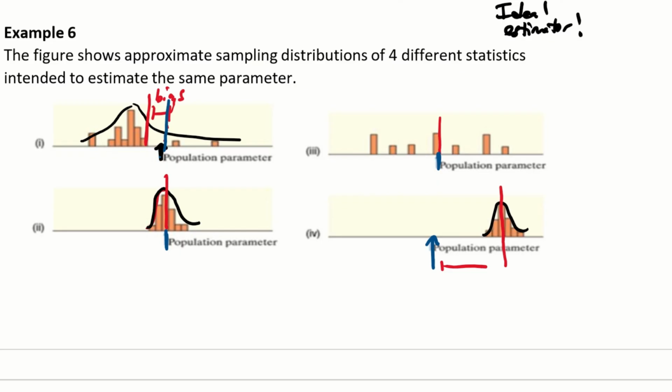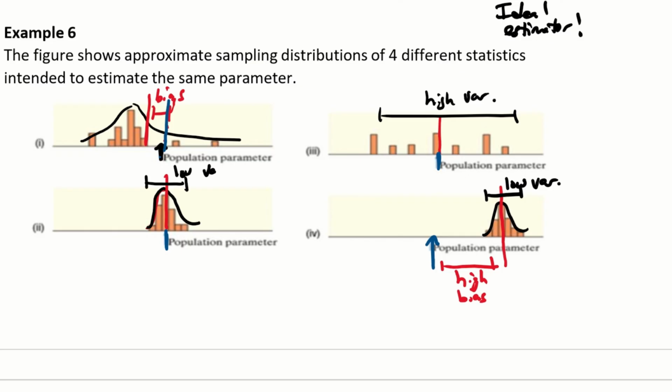But notice that this has low variability, and this has high variability. You see that? And this has low variability, and this has a relatively high variability. Yeah, that has a high variability. So you can kind of get an idea of what we're looking for.